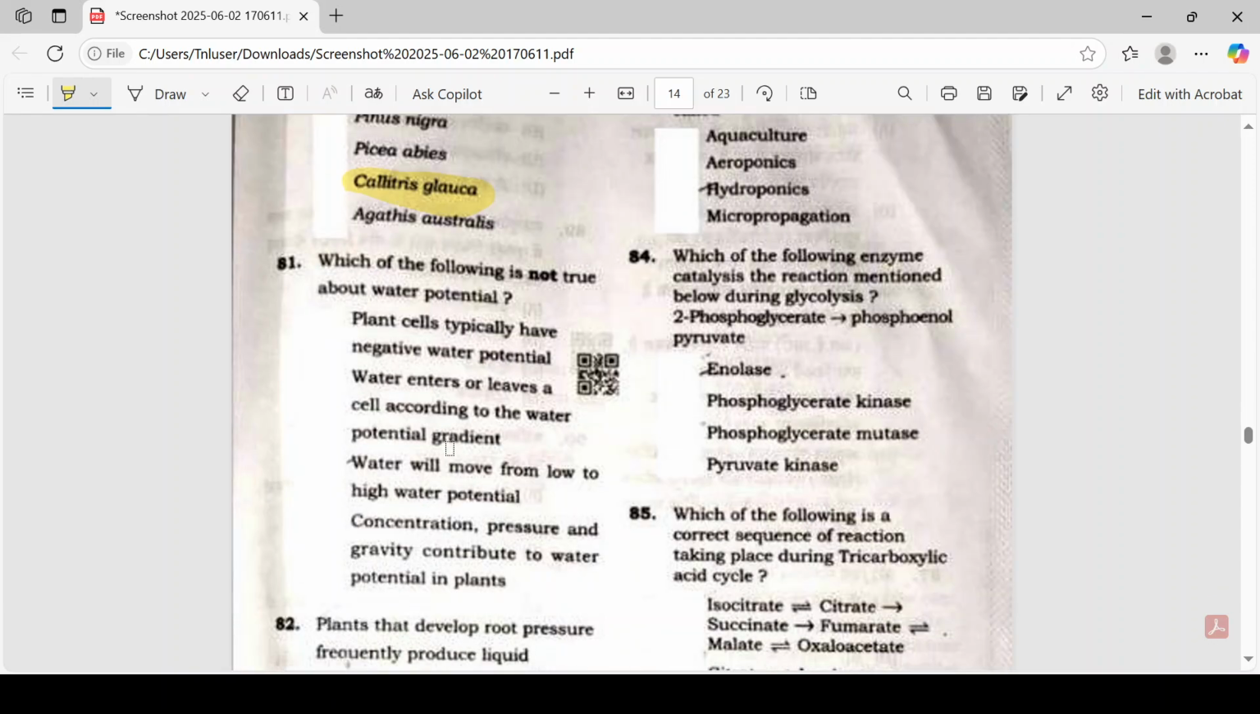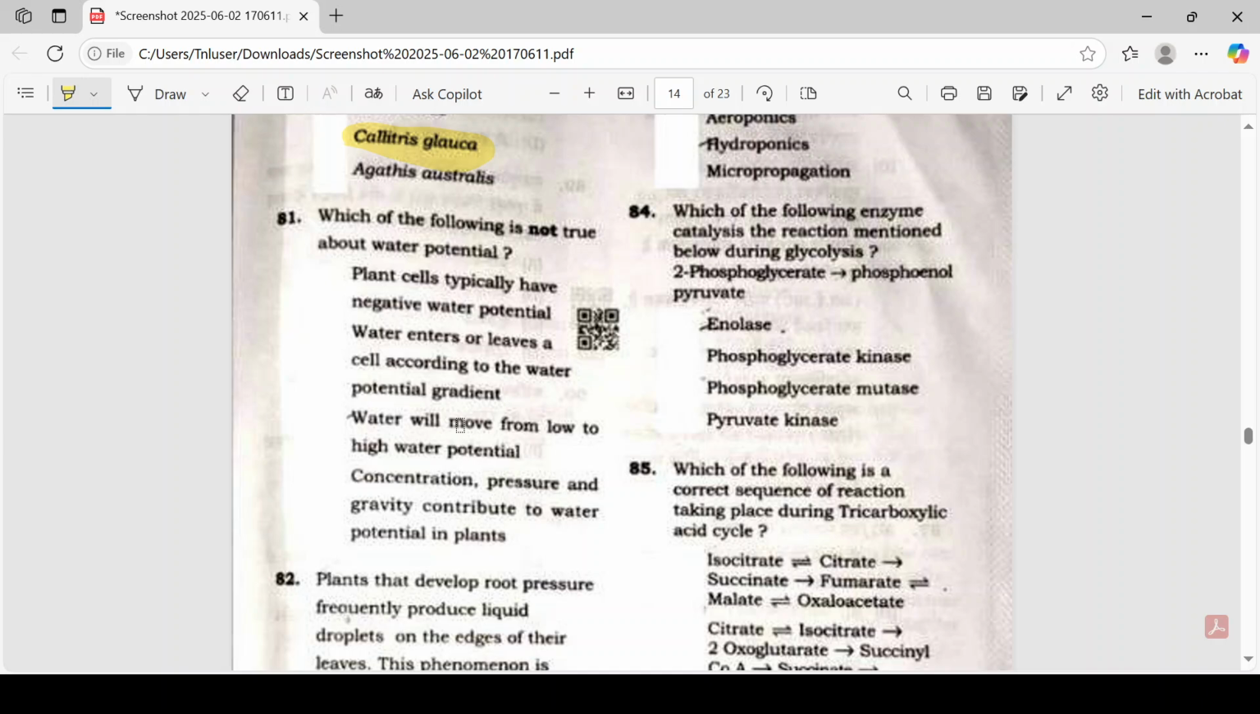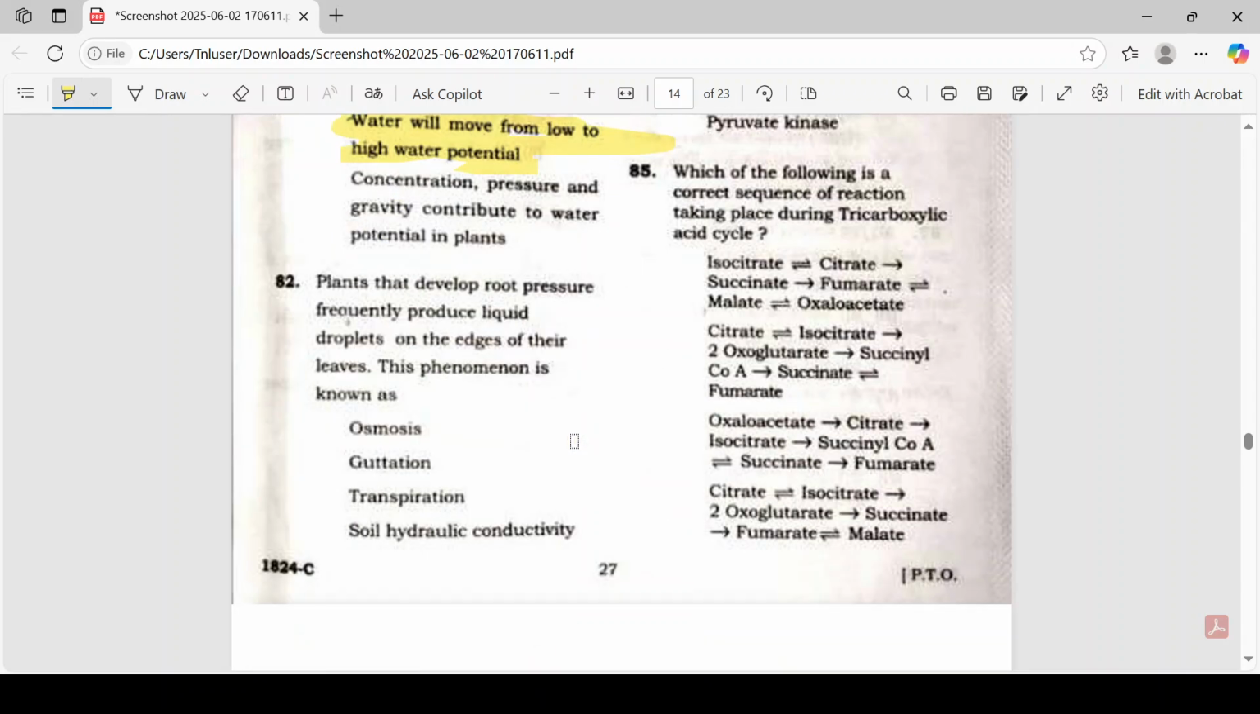Question number 81. Which of the following is not true about water potential? So it will be option number C. It is not correct that water will move from low to high water potential. That's not correct, that's completely incorrect. So yeah, the option C will be the correct answer.